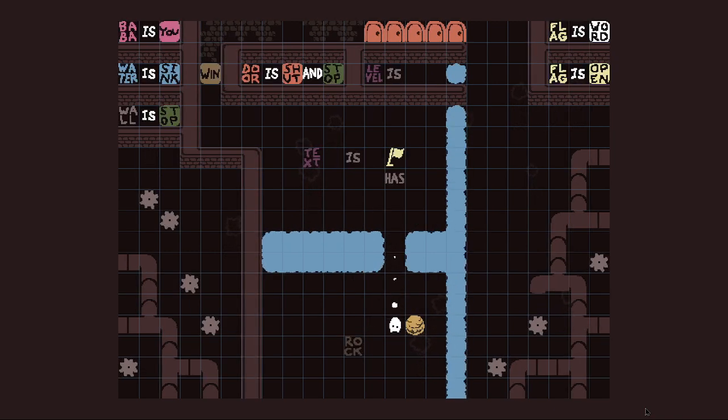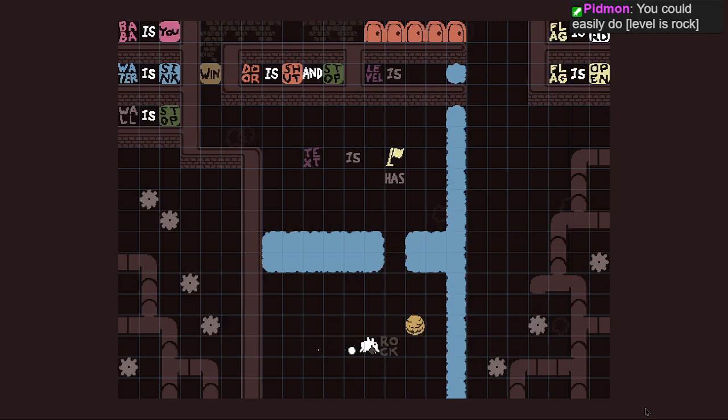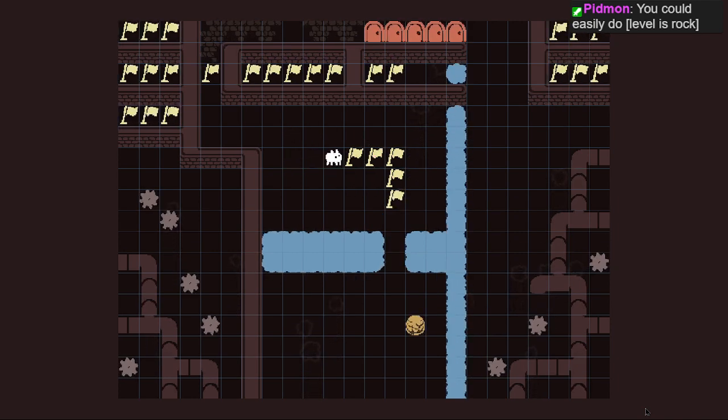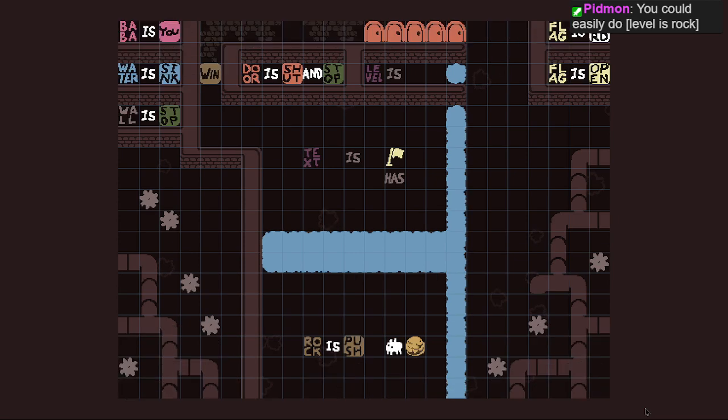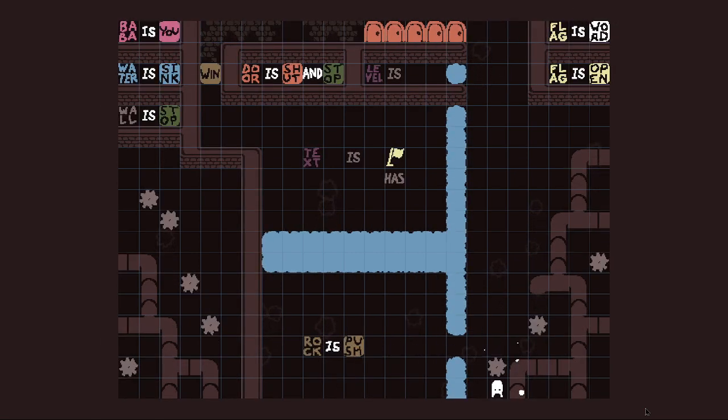I could cannibalize the rock is push to just have a rock, which can't do anything. To have the word block rock, and flag has rock. But flag isn't push. And, do some ego death. Right. But, you know, before messing with that again, if I just go here, there's not much I can do.